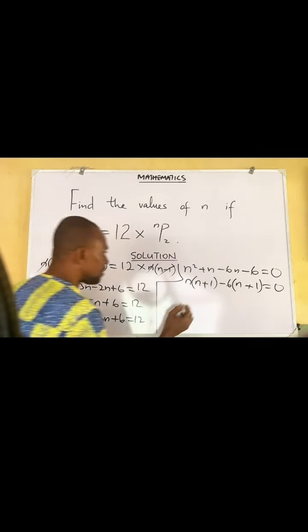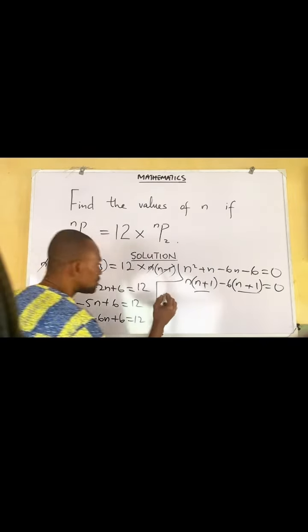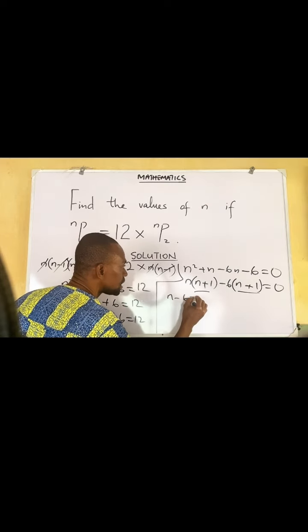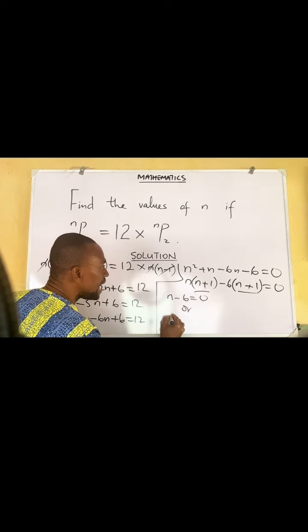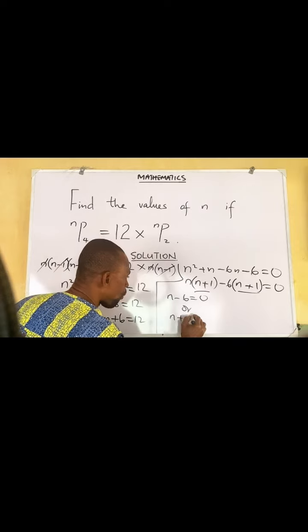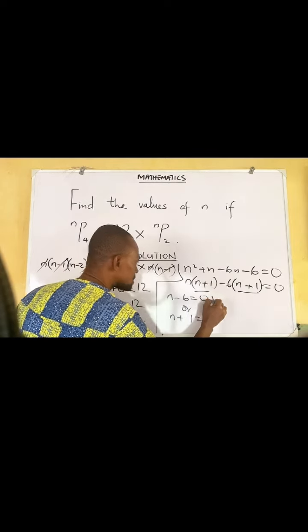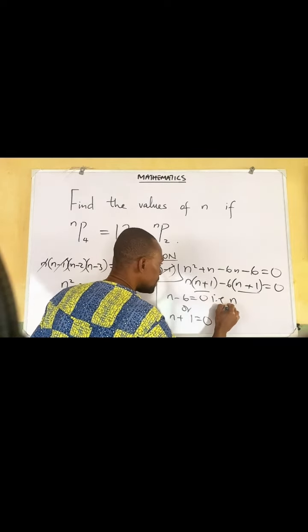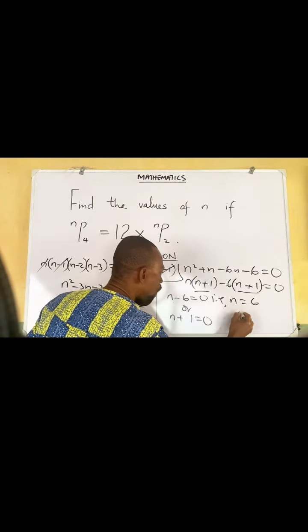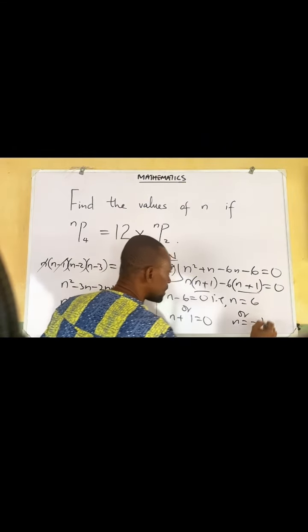Hope it's clear. Now, this and this are the same. So factorize. So what it means is n minus 6 equals 0, or n plus 1 equals 0. That is n equals 6, or n equals minus 1. Answer. I hope it's clear.